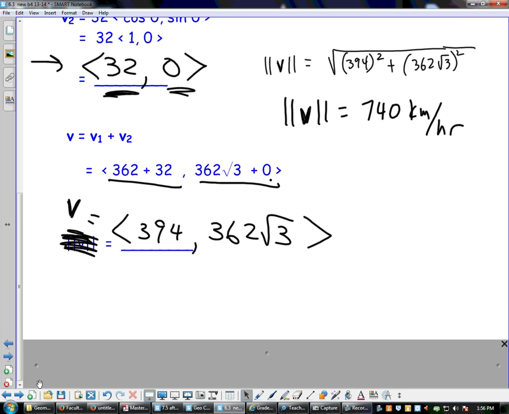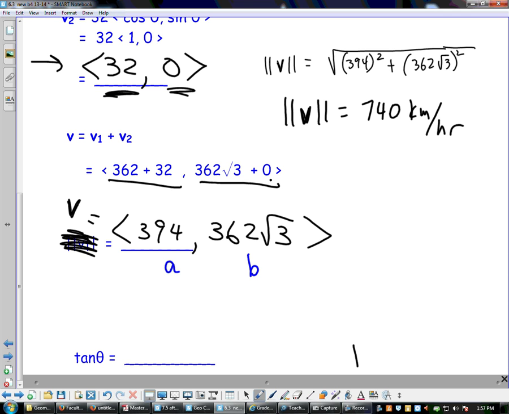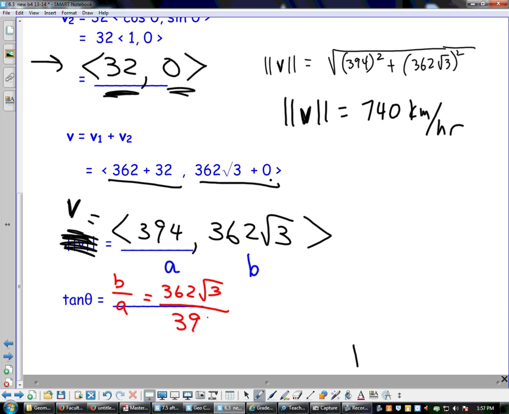We already answered that. So to find the direction angle, we have to use the component form. Think of the x coordinate of your component form as A and the y coordinate as B. And you know that the formula for tangent of theta is B over A. So in this case, tangent of theta is going to be 362 square root of 3 divided by 394. Can I get a decimal for that, please?